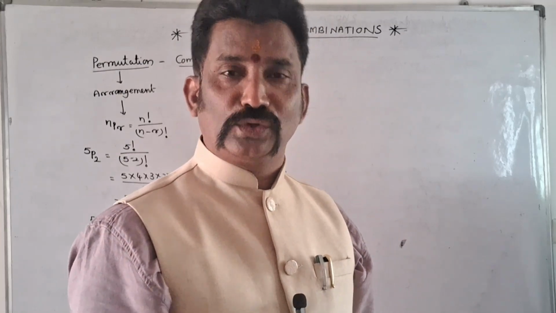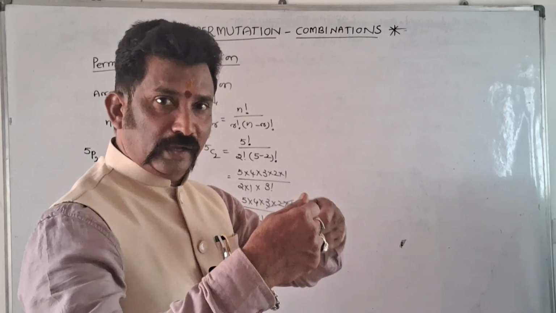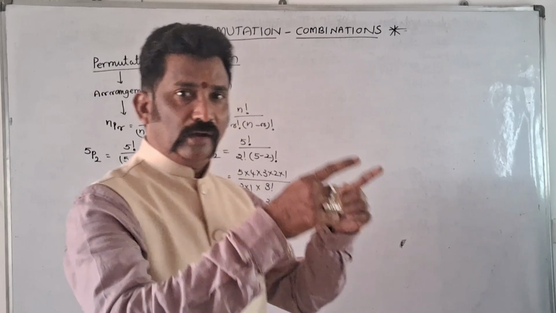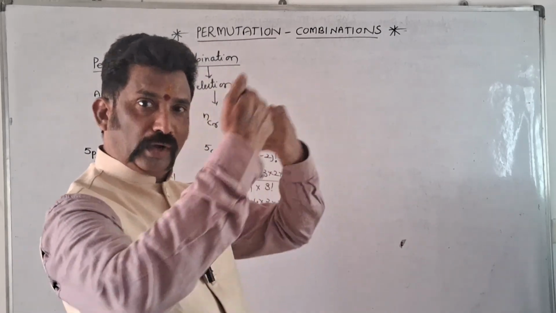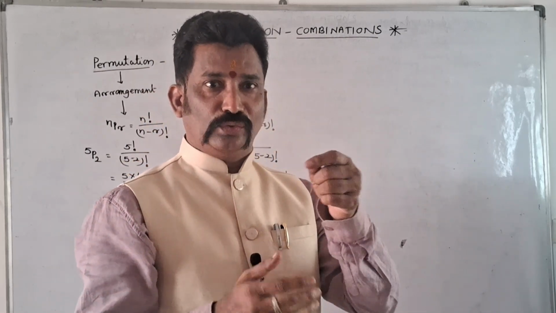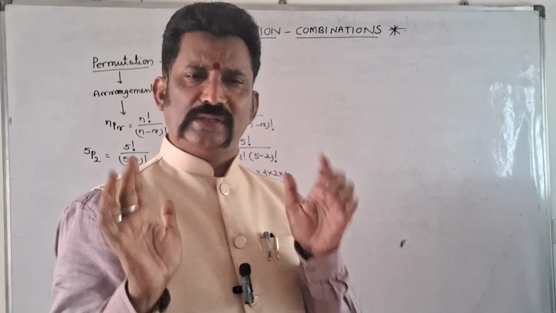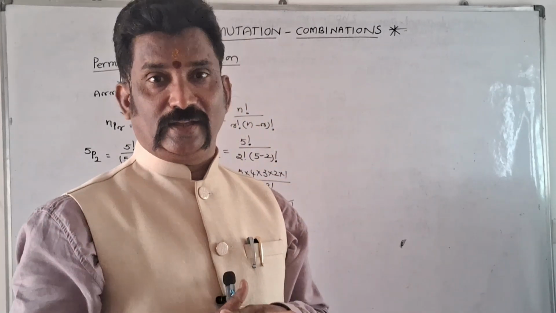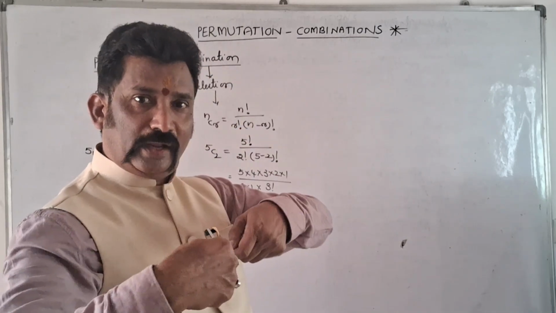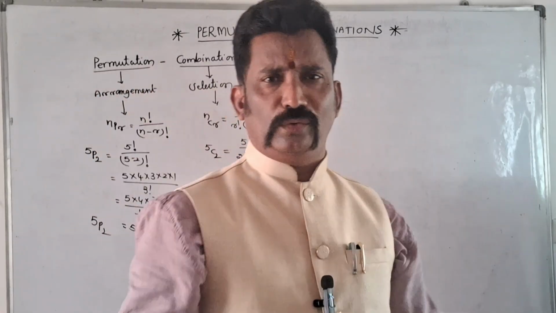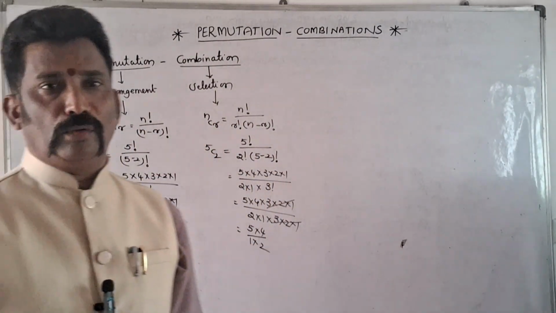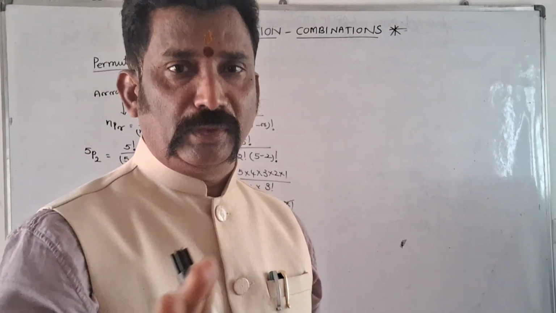For example, 100C2 is equal to 100 into 99 by 1 into 2. That's it. Here, 100P2 is 100 into 99, that is a permutation, and 100C2 is 100 into 99 by 1 into 2. That's simple. 1000C3 is equal to 1000 into 999 into 998 by 1 into 2 into 3, whatever the value. Now this is the difference between permutation and combination. Permutation is arrangement, that's it.